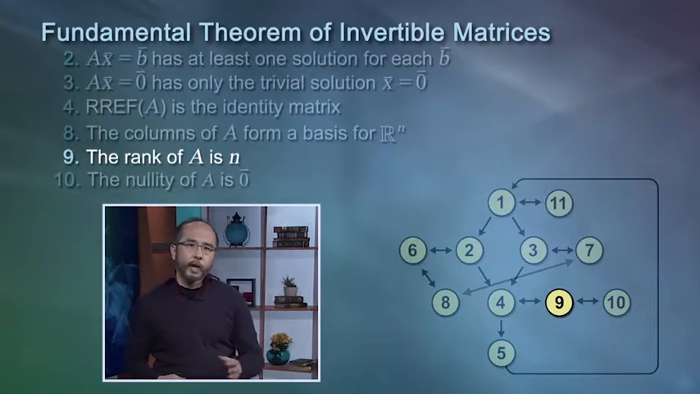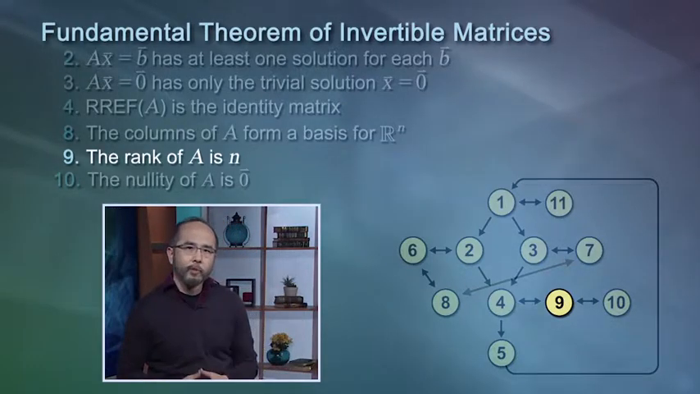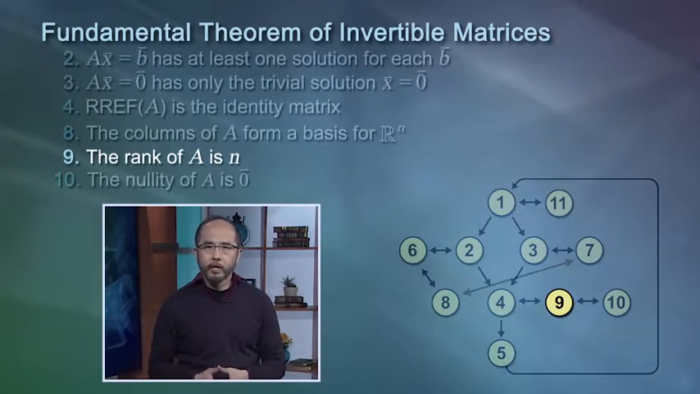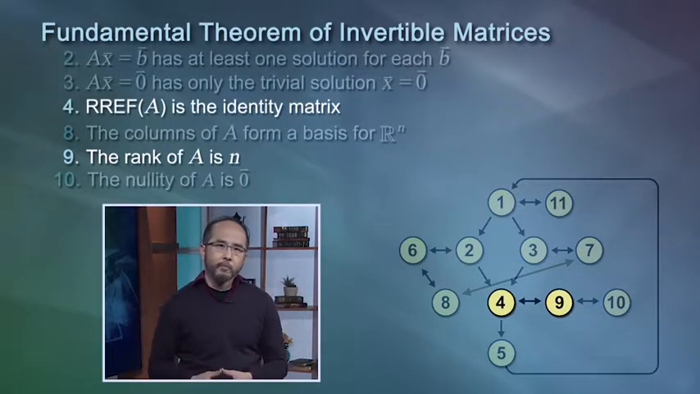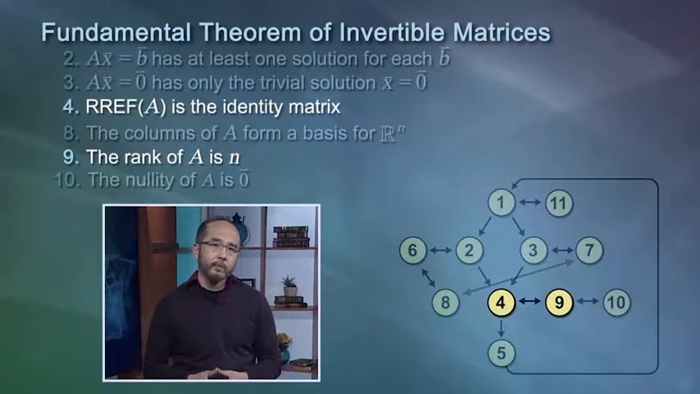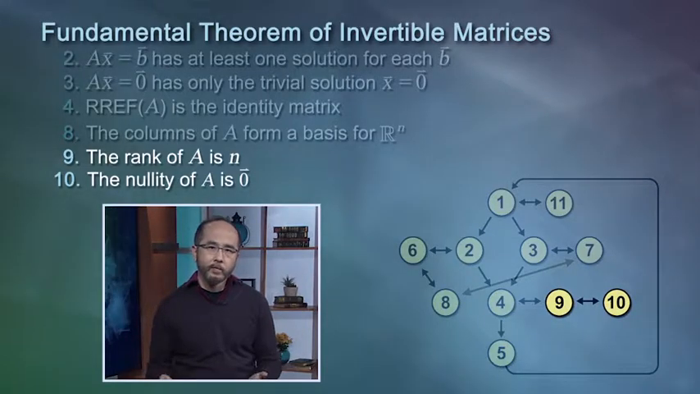Statement 9, that the rank of A is n, is exactly what it means for the reduced row echelon form of A to have a leading 1 in every column. And that is equivalent to the reduced row echelon form of A being the identity. And by the rank nullity theorem, statement 9 is equivalent to statement 10, that the nullity of A, which is the dimension of the null space, is 0.